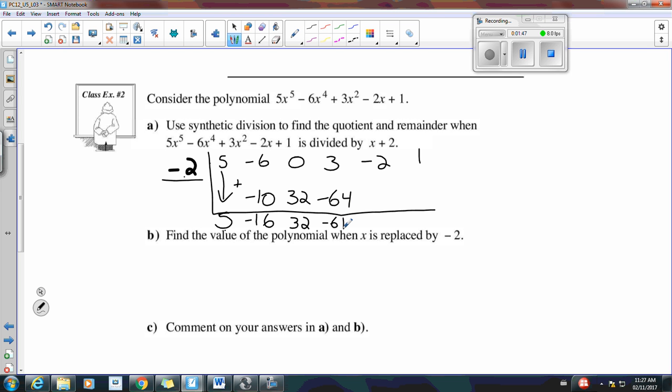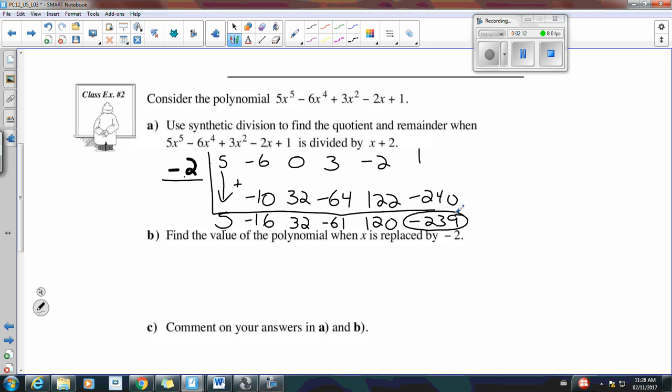Negative 2 times negative 61 is 122. When we add, that gives us 120. Negative 2 times 120 is negative 240. Adding gives us negative 239. Now, that last number is always our remainder.